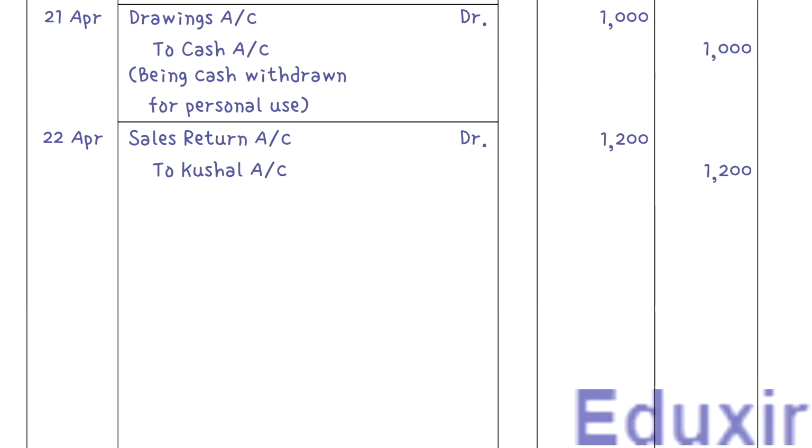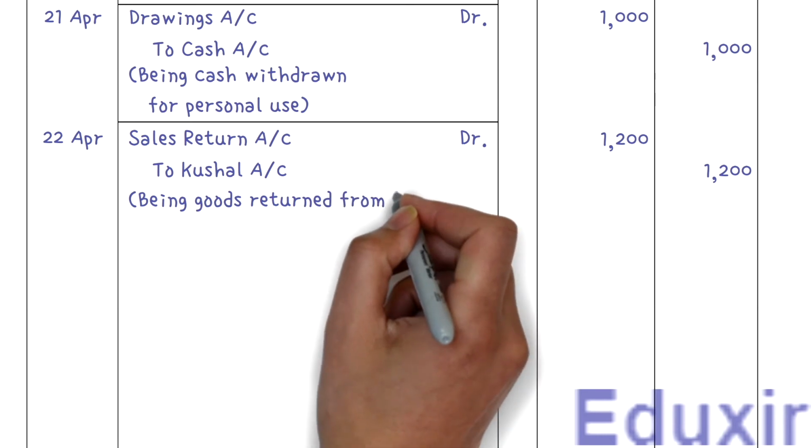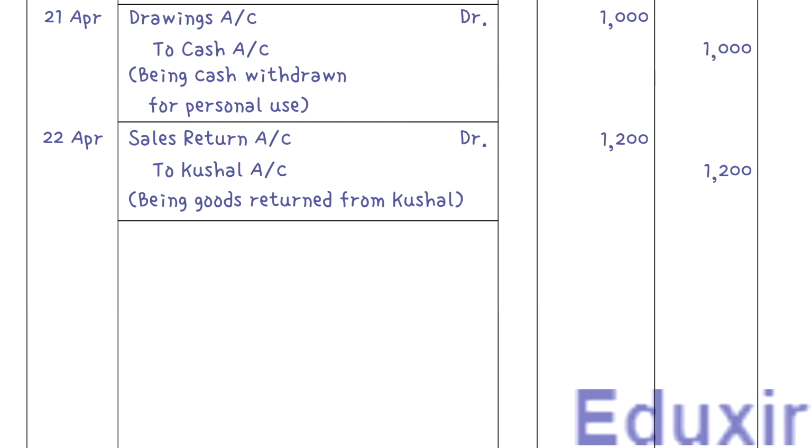Let us now record the narration or description of this transaction, that is, being goods returned from Kushal. Let us now draw a line to mark the completion of generalizing of this transaction. With that, we have completed the generalizing of this transaction. Let us now take up the next transaction.